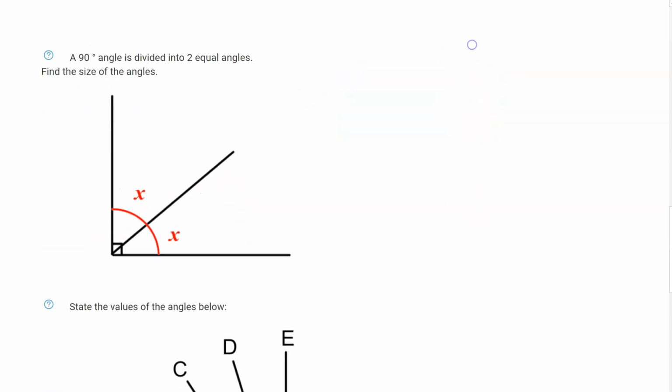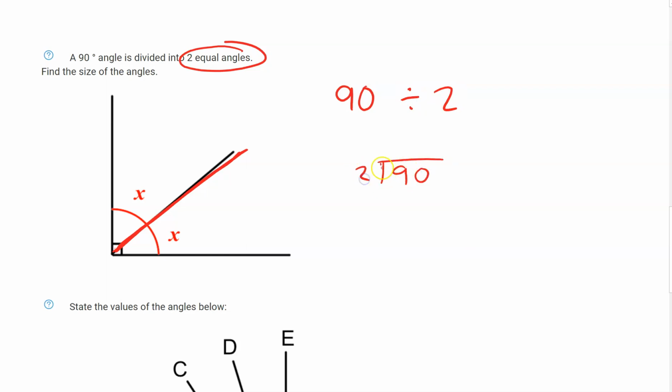Okie dokie. This one, a 90 degrees is cut into two equal parts. So I've got two of the same number, or half of it. How much is half of it? Half of it means divide it by 2. Half of 90. You could do a little bit of bus stop if you wanted. You might know it anyway. So 2's into 9 go 4 times, because that will get you to 8. But then you've got 1 left over. And then 2's into 10 is 5. So each one of those is 45 degrees.